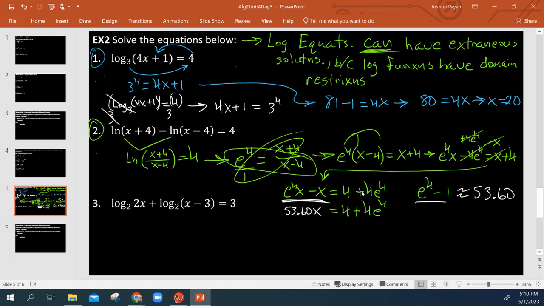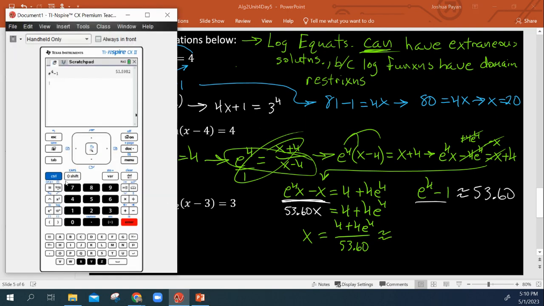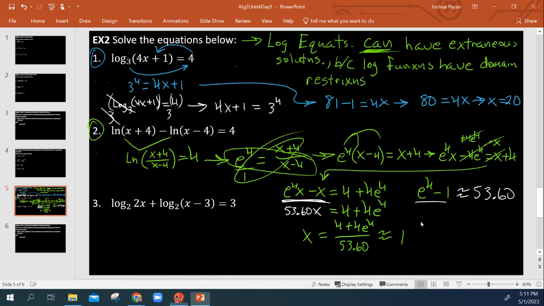Now it's as simple as dividing both sides by 53.60. And I shouldn't say approximately, it's going to be exact. Then we're going to also chuck that in the calculator. So I'm going to hit Control Divide. I'm going to do 4 plus 4 e to the fourth power, all of that divided by, so I'm going to hit Control C to copy, Control V to paste it. And I get that x is about 4.15.